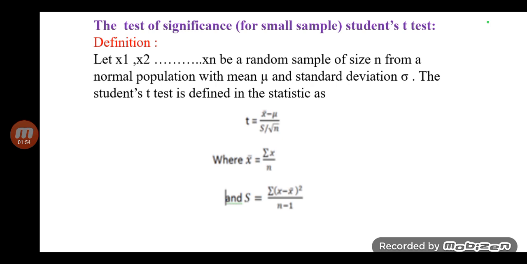And the standard deviation in this statistic is s squared equal to summation of x minus x bar the whole square divided by n minus 1. That is the sum of squares of deviations from the mean divided by the number of data minus 1. Because we take n samples, one observation is used up, therefore the degrees of freedom is n minus 1.